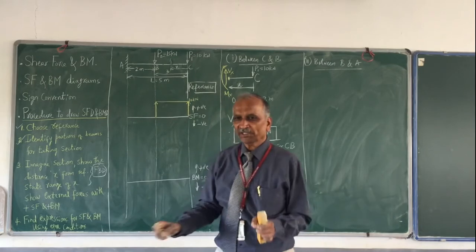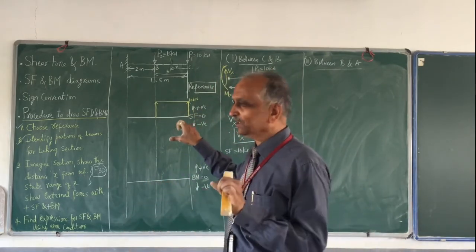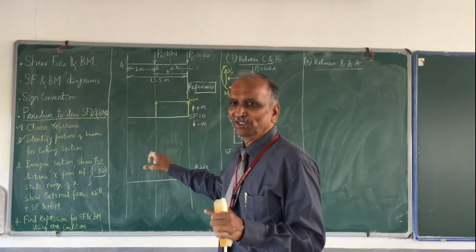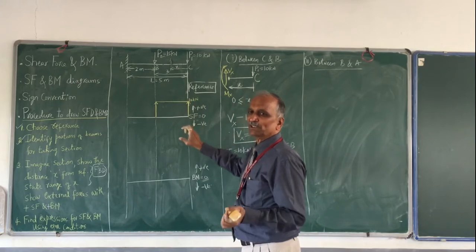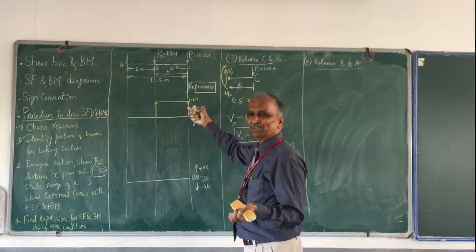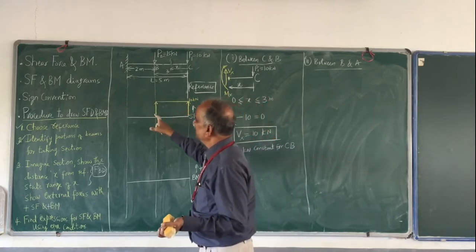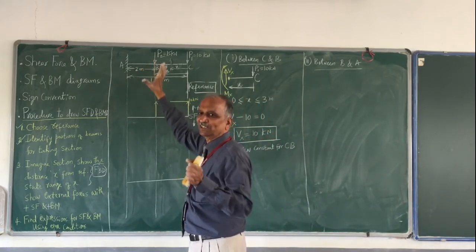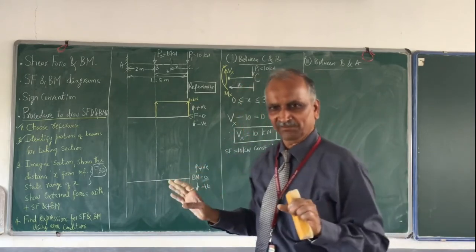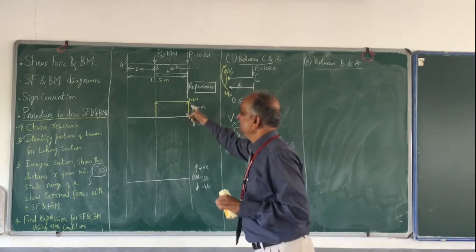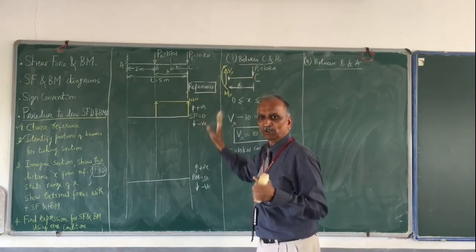Though we are not drawing it to scale, you should be able to keep proportion. If 10 kilonewton is drawn with this much line, then 5 kilonewton should be nearly half of it, or at least less than that. Don't draw a line greater than this and write 5 kilonewton. So let it be proportional, but need not be scaled. This is what I mean by the shear force diagram for the portion CB. I hope you are clear.